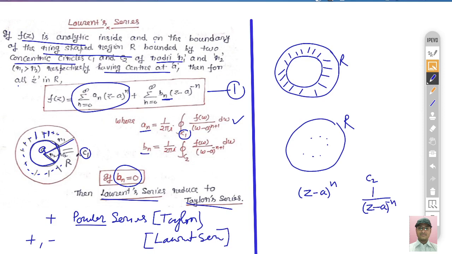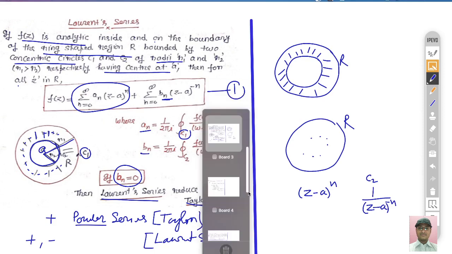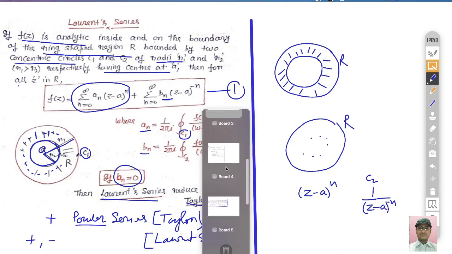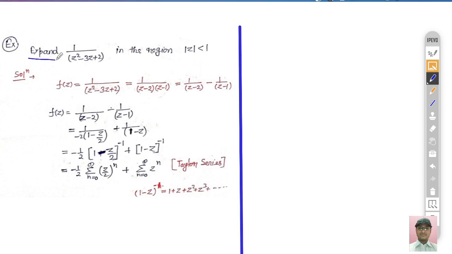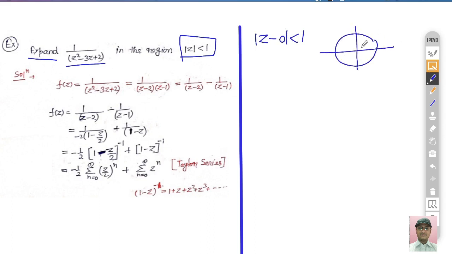Now we see the problem, right? The first problem is basically the general problem, and the second problem I have taken from the GATE question paper. So this is the first problem. Here the question is: expand 1 upon Z square minus 3Z plus 2 in this region. You have to expand this power series in this region, mod Z less than 1, which is the given circle with center 0 and radius 1, and you have to take only the points inside this circle.